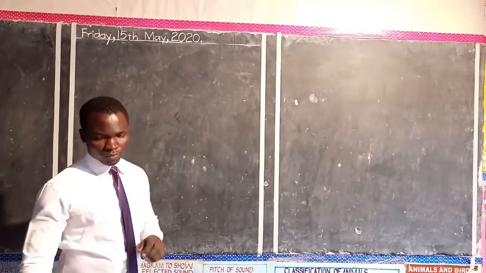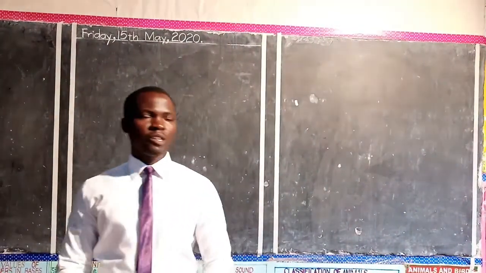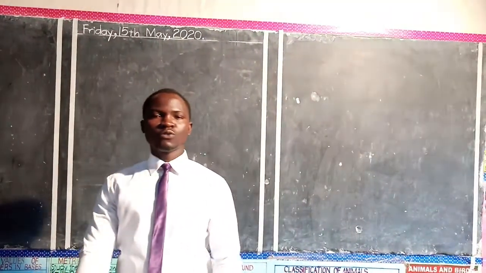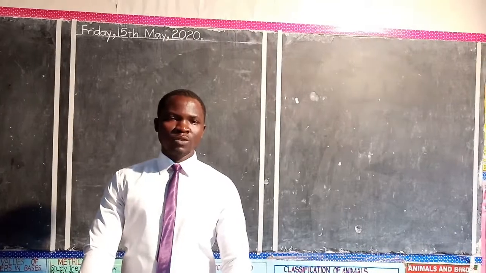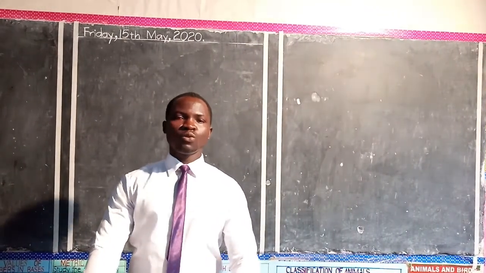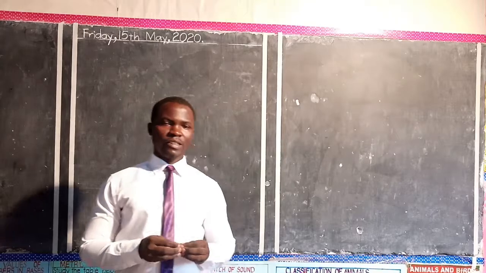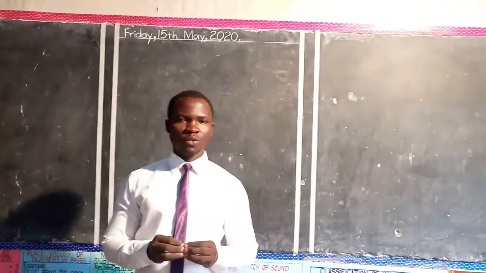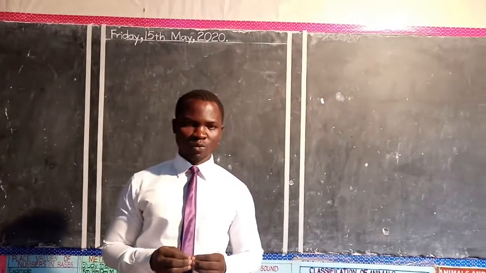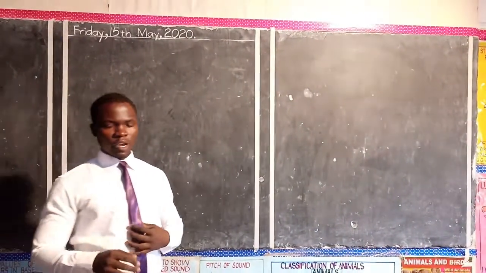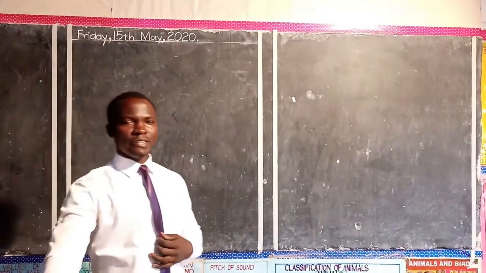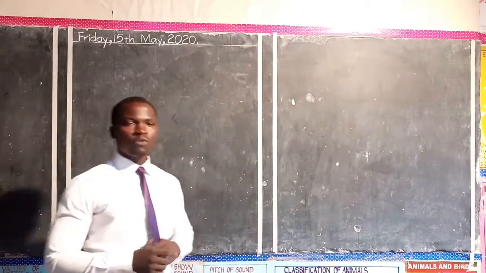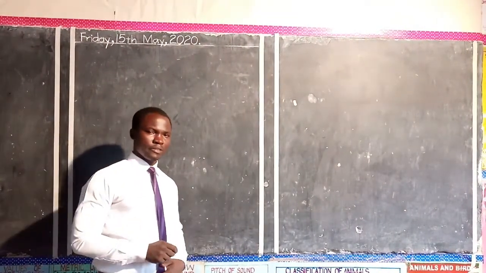Before you went home, the last lesson we had, we were looking at the circumference of a circle. And we ended by also looking at the arcs, how to get the length of the arcs of the parts of the circle. So today, we are going to look at finding the perimeter of shapes using pi.